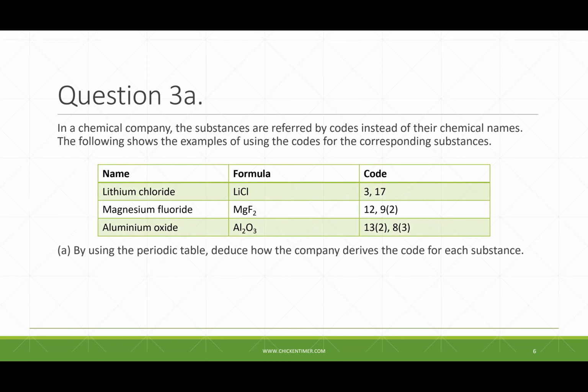This is a bit abstract. So you need to observe some patterns, and you also may need a periodic table. This is a chemical company, and in this chemical company, the substances are referred to by codes instead of their chemical names. There's a table down there that shows how the codes are being used for certain substances. Using the periodic table, deduce how the company derives the codes for each substance.